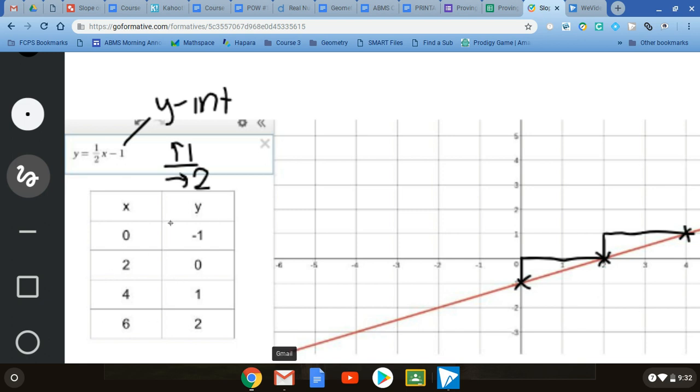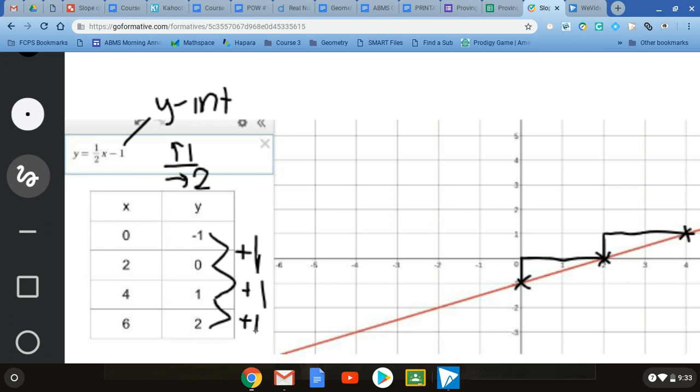The table itself also tells us two pieces of information. So first of all, 0, -1, that's the y-intercept. So the table will tell you the y-intercept also. So right here is the y-intercept. It also shows you the slope. So one of the things we did with the tables, we said, okay, to get from -1 to 0, I'm adding 1. So -1 plus 1 is 0. Then 0 plus 1 is 1. So my y values are going up by 1.